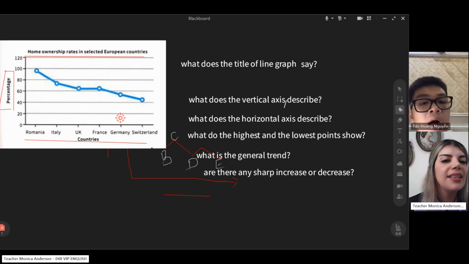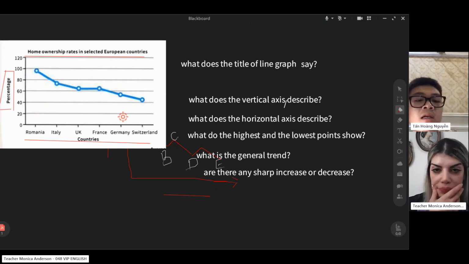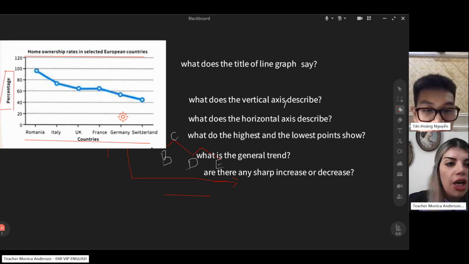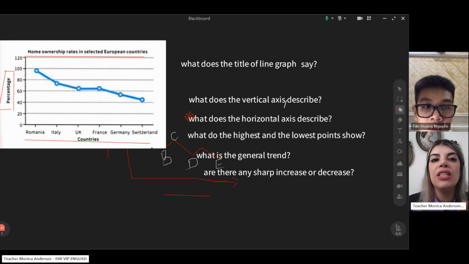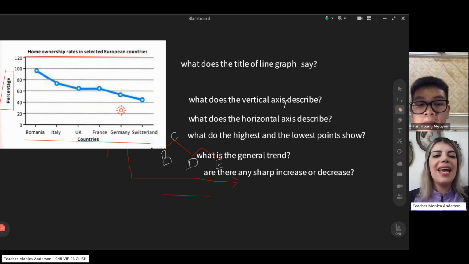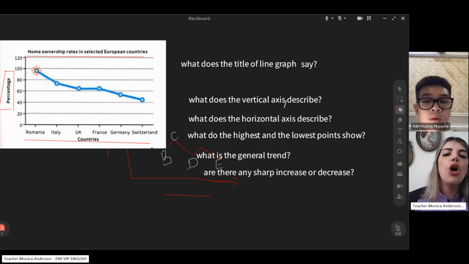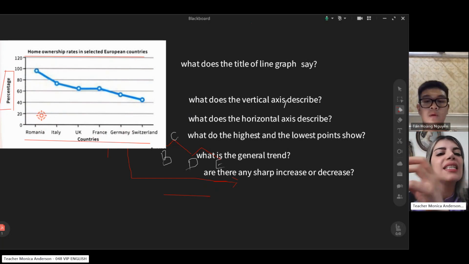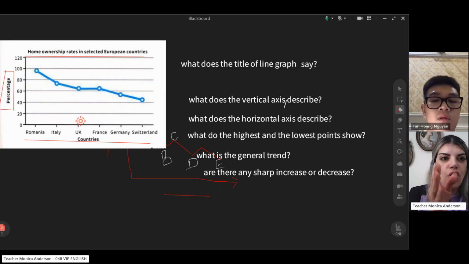And what does the horizontal axis describe? This one? Six countries: Romania, Italy, UK, France, Germany. Very good. You don't need to say. In overview, we don't write the details. Just you should say, for example, the horizontal axis illustrates home ownership in 6 European countries. You don't need to talk about all of them. Just say in 6 countries.